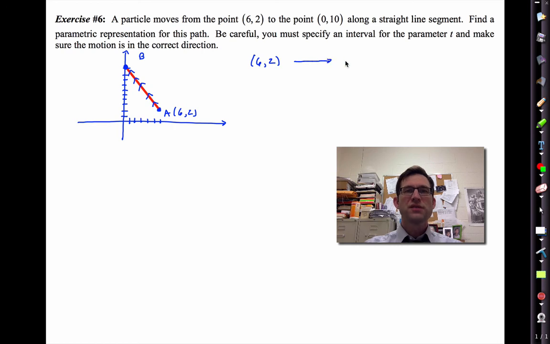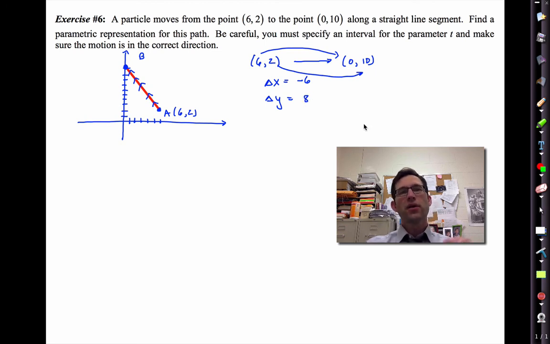As we move from (6, 2) to (0, 10), let's figure out a couple things. Let's figure out our displacements, delta x and delta y. All right. X goes from 6 down to 0, so delta x is negative 6. Y goes from 2 to 10, so delta y is positive 8. You probably can already see a little bit about where I'm going with this, right? But let's go a little bit further.